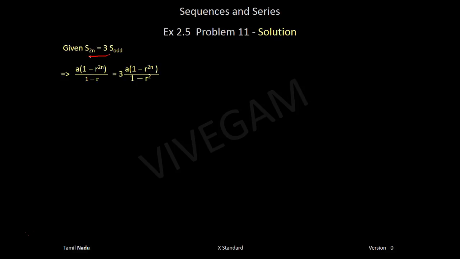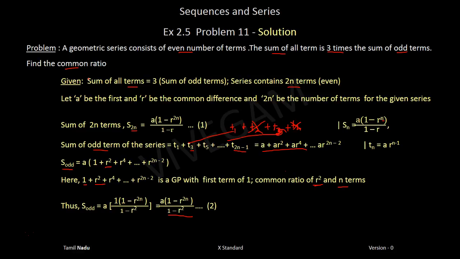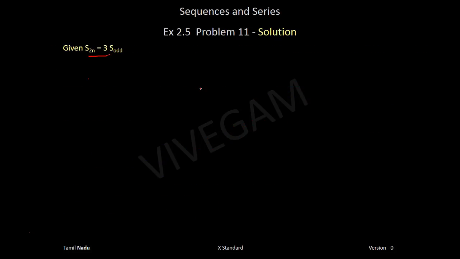So substitute S2n we already found. I hope you remember clearly. So S2n we've got as equation 1, and equation 2 is S odd. So you can substitute all these things in this equation. S2n will be equal to 3 into S odd, right? So that is the equation we are asked to prove. So substituting that, you will get this equation. This is your S2n, which is equation 1, and this is equation 2, S odd. So 3 into S odd.